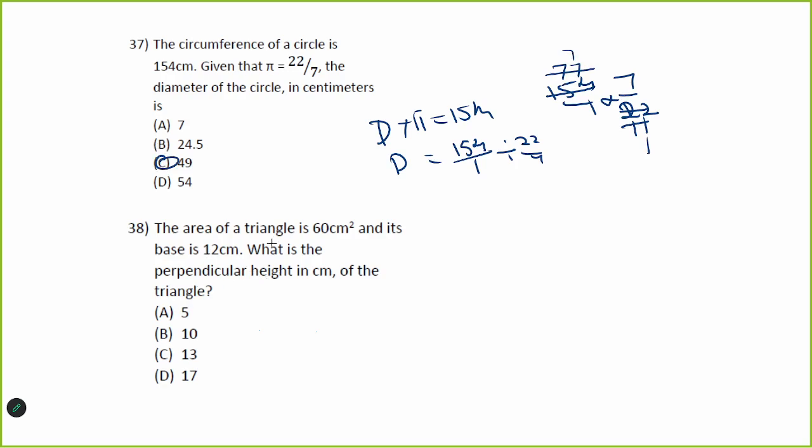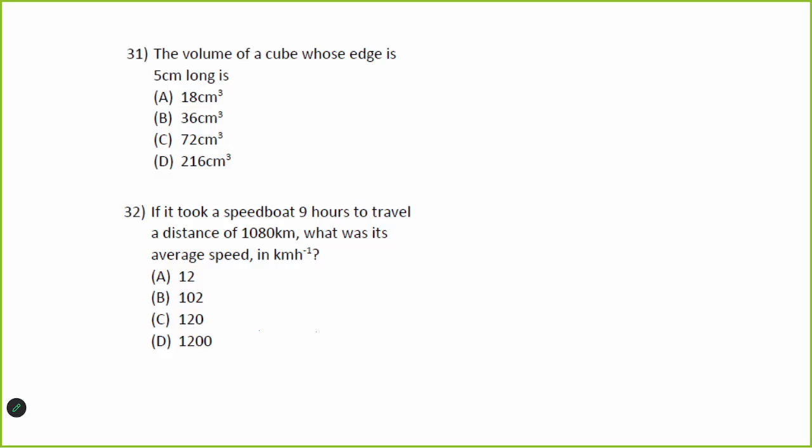Right, what is the perpendicular height? That is 12 times your height over 2 is 60. So 12 times your height is equal to 120, since 6 2s are 12. So your height is 10. January 2020, 5 5s are 25, 25 times 5, 5 5s are 25, 5 2s are 10, 11, 12, 1, 20. Hold on.